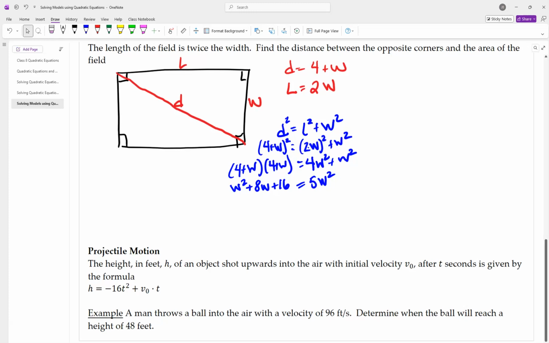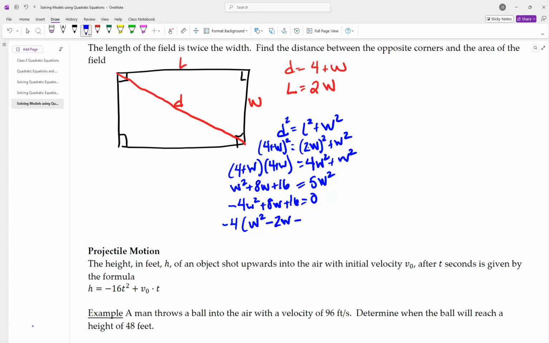Okay, and now this is almost a quadratic equation. I'm going to move things to be on the same side, so I get negative 4W squared plus 8W plus 16 is equal to 0. Okay, factor out the 4, and maybe the negative 4. Yeah, let's do negative 4. W squared minus 2W minus 4 equals 0.